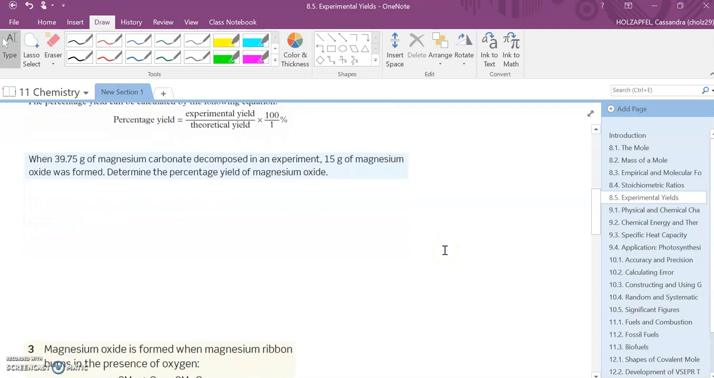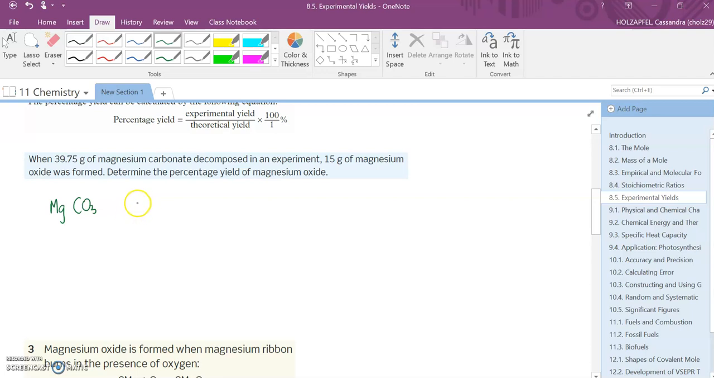So here we go. First example: 39.7 grams of magnesium carbonate was decomposed in an experiment. 15 grams of magnesium oxide was formed. Determine the percentage yield of magnesium oxide. For these kinds of questions, the first thing we're always going to do is write a balanced chemical reaction. So we've got magnesium carbonate. Magnesium is 2+, carbonate is 2-, so that's already balanced.